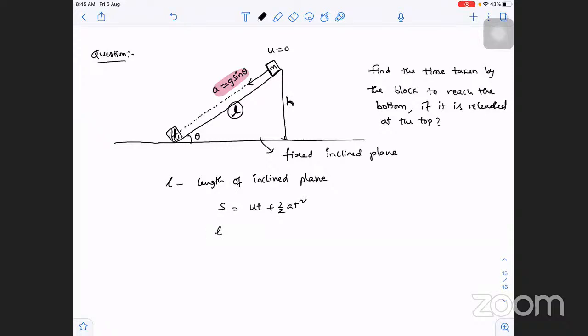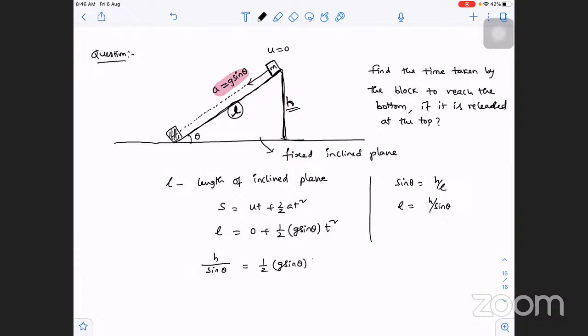What is the displacement it will travel? L equals u, which is 0, plus half into a, which is g sin theta, into t square. Now what is the L value? L is not given. In the question they have given the height value. Height is given, L is not. Then how do we convert L into height? L is the hypotenuse, H is the opposite side. Then sin theta equals H by L, so L equals H by sin theta. So H by sin theta equals half into g sin theta into t square.